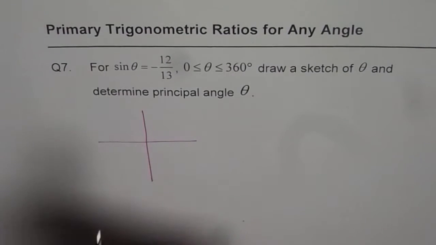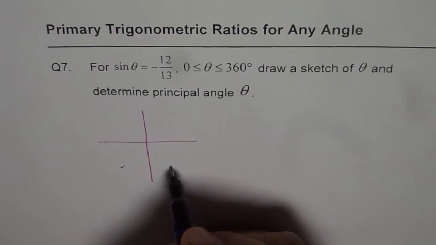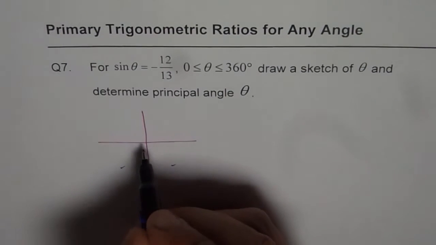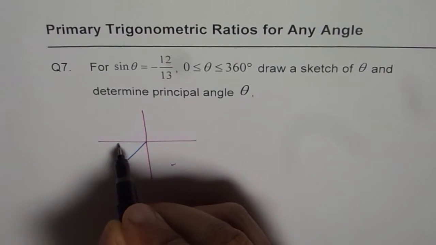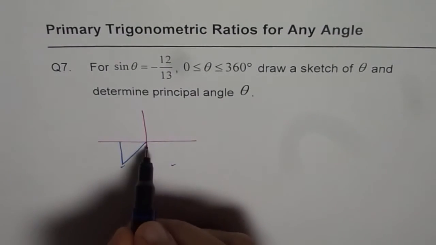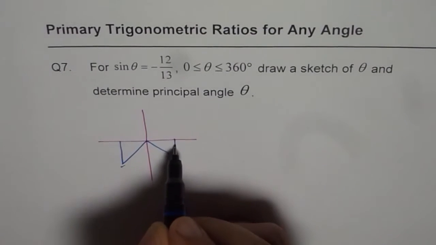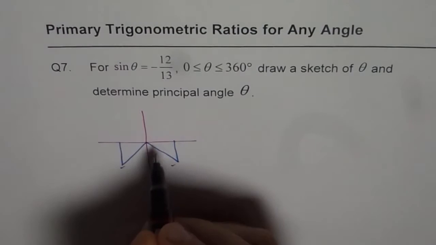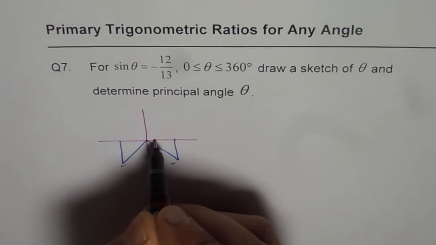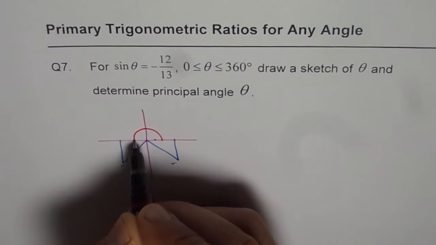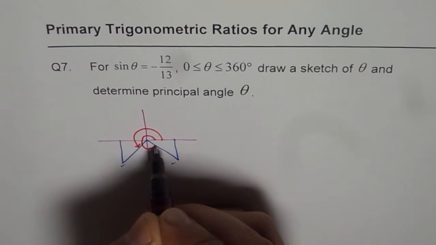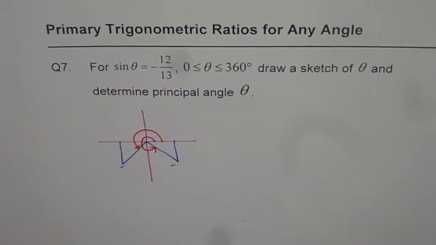Now sine is negative, which means you could be in quadrant 3 or in quadrant 4, right? If you are in quadrant 3, the triangle will look like this, and if you are in quadrant 4, the triangle will look like this. Theta is the angle from the positive x-axis. In one case it is this angle, and in the other case it is this angle. So these are two different values of theta which we are looking into.